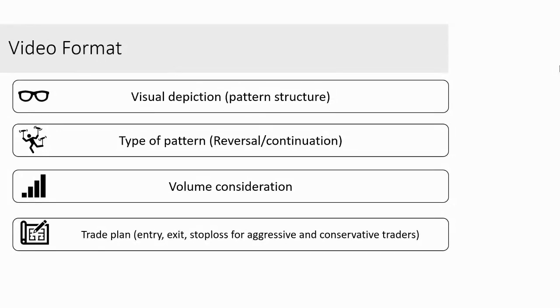Now stop loss will also be provided with respect to 2 scenarios, whether you are an aggressive trader or a conservative trader. A conservative trader will have very little risk appetite. So accordingly, we will discuss every pattern from 2 points of view.